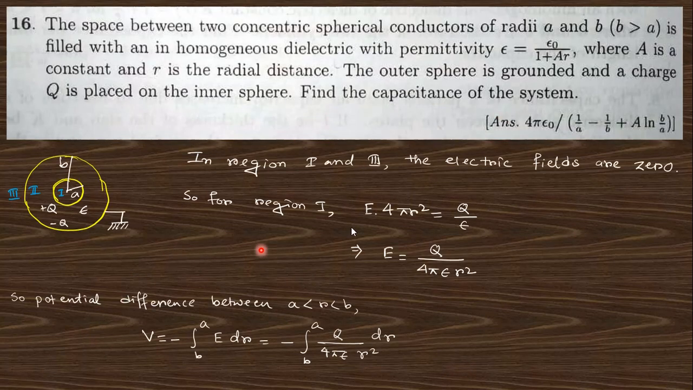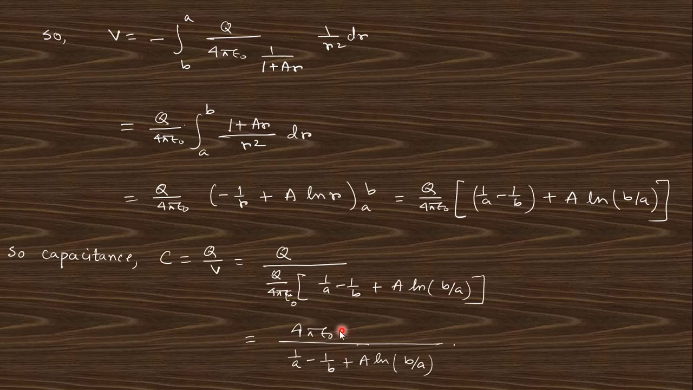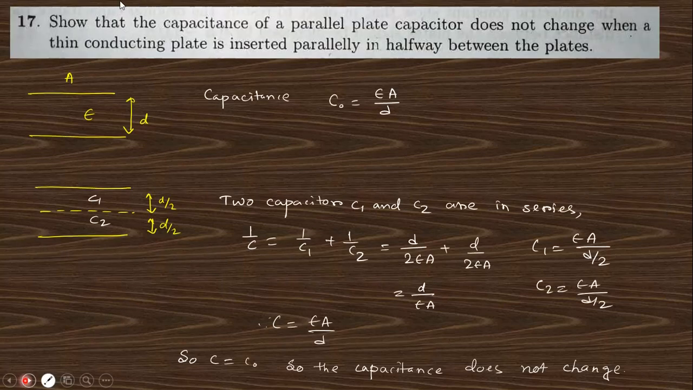So the capacitance of this system will be 4 pi epsilon naught by 1 by a minus 1 by b plus l ln b by a. That's right. Next question.